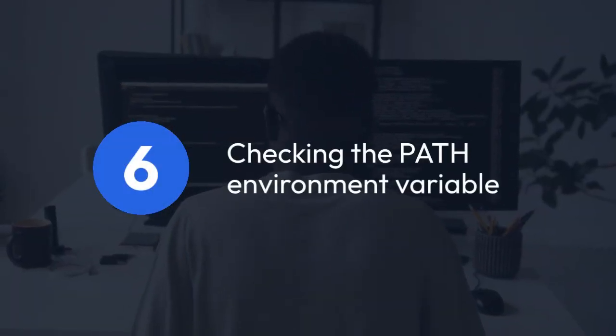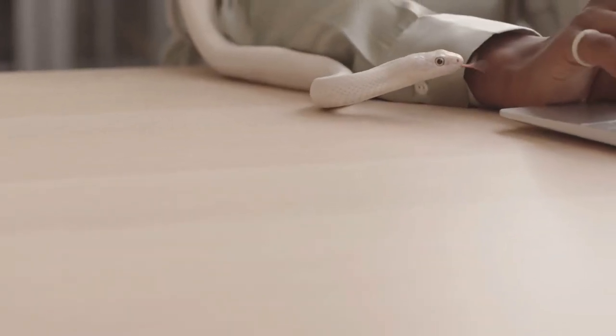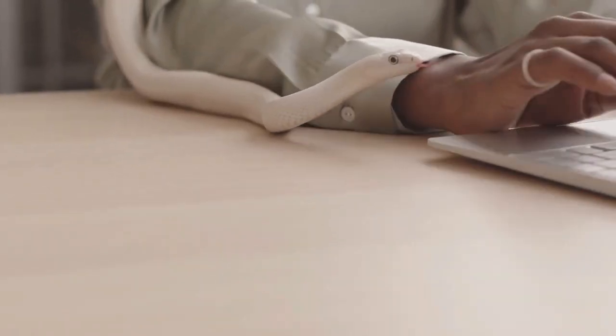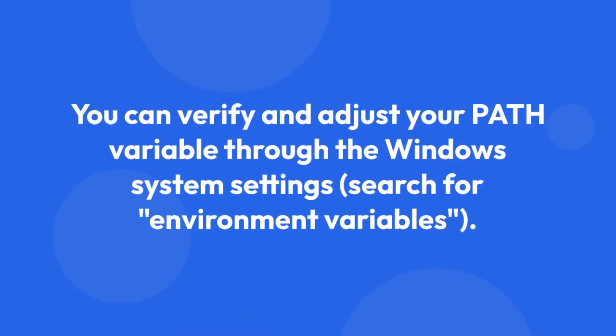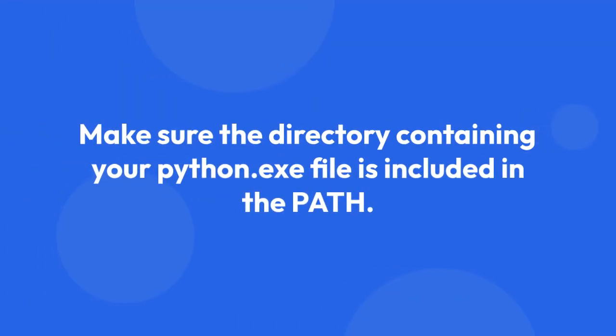6. Checking the path environment variable. The path variable tells Windows where to look for executable files. Sometimes, your Python installation path might not be correctly set in the path variable. This will prevent Windows from finding the Python interpreter even if the association is correct. You can verify and adjust your path variable through the Windows system settings, search for environment variables. Make sure the directory containing your python.exe file is included in the path.